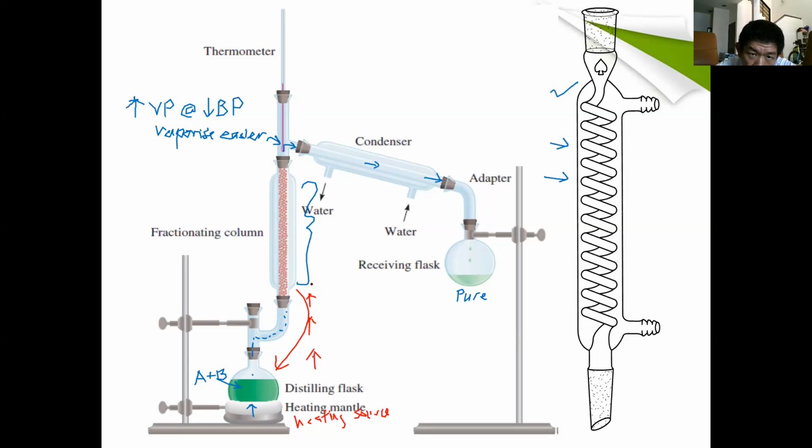So here will be the place where you have a higher temperature, not higher boiling point, sorry. Higher temperature. As the column is further and further away from the heating source, the temperature will keep on decreasing. In other words, here is where the temperature is lower. Here is where the temperature is high.